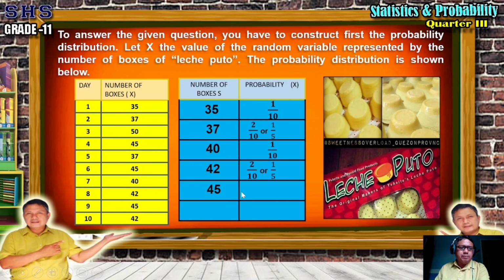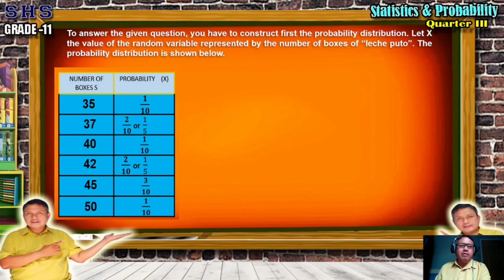Next number is 45. Okay, ilang 45? 1, 2, 3. Therefore, it is 3/10. And lastly, we have 50. Ilang 50 po meron? And we have 1. So, 1/10. Okay, so class, ganyan lang po ang gagawin natin. Kailangan makuha po muna natin yung kanyang probability. Then, after nito, pwede na po nating sagutan yung 5 questions na nakita natin dun sa unang slide bago tayo pumunta dito. Okay, let us begin to answer question number 1.